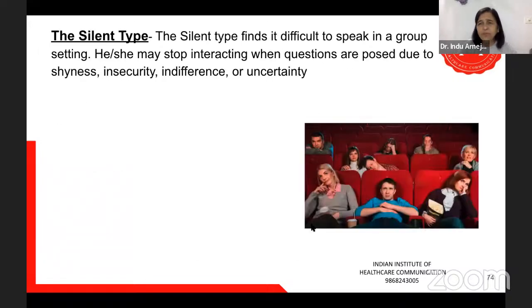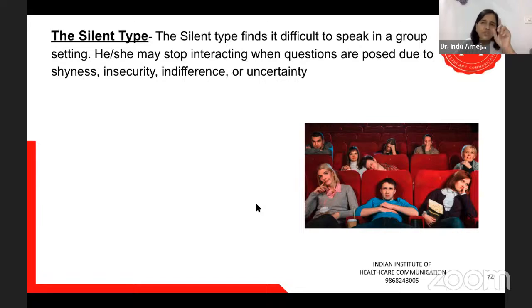Silent types are people who don't speak and don't participate. They will be just sitting there with a poker-like face. They will not give you any feedback, any expression, any hint of what they are thinking or feeling. It could be that they are feeling shy, insecure, uncertain, confused, or lacking confidence. It could be anything, but they are not participating. Having one or two people like this may not disturb you.